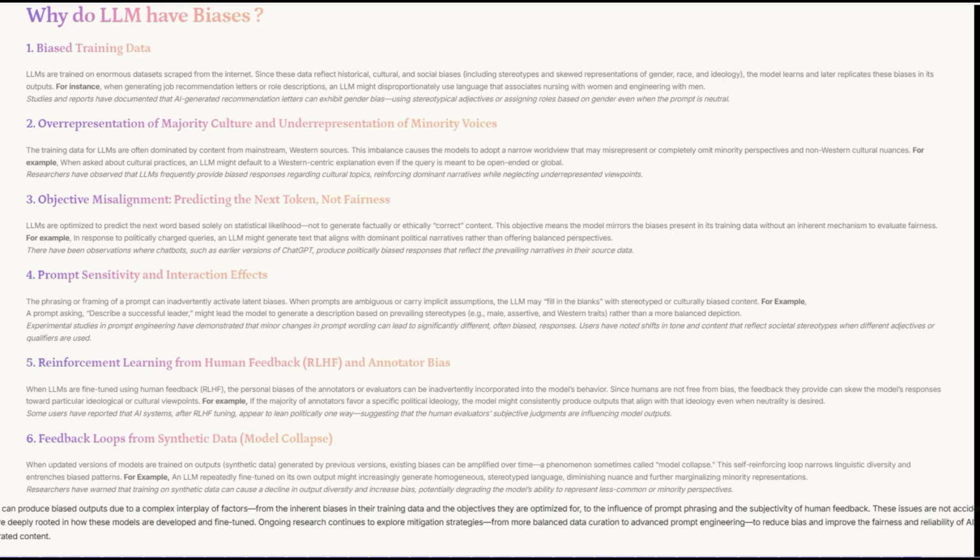In conclusion, LLMs can produce biased outputs due to a complex interplay of factors, from the inherent biases in their training data and the objectives they are optimized for, to the influence of prompt phrasing and the subjectivity of human feedback. These issues are not accidental but are deeply rooted in how these models are developed and fine-tuned. Ongoing research continues to explore mitigation strategies, from more balanced data curation to advanced prompt engineering, to reduce bias and improve the fairness and reliability of AI-generated content.